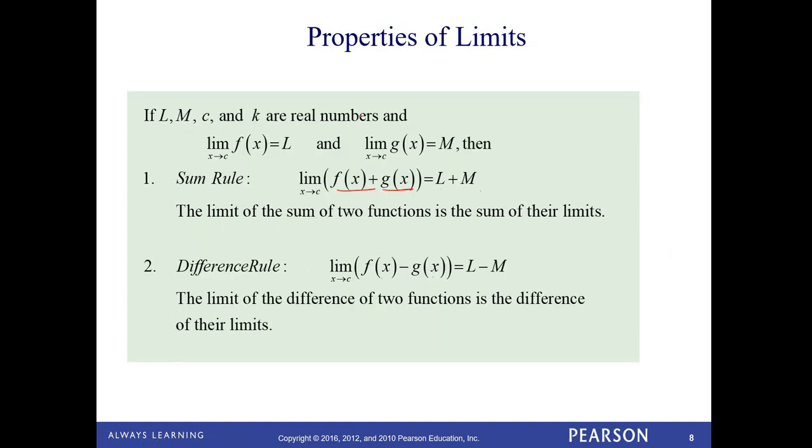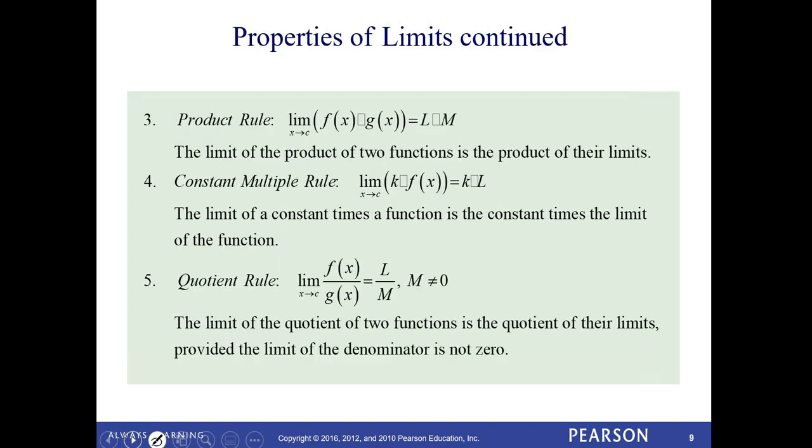The product rule, this should be a multiplication, not a box. It didn't come through right. So if I multiply two functions together, their limit is the product of their limits. If I multiply a function by a constant k, then I can multiply the limit by the same constant. If I divide two functions, their limit is the quotient of the limits. So again, pause and write those rules down.